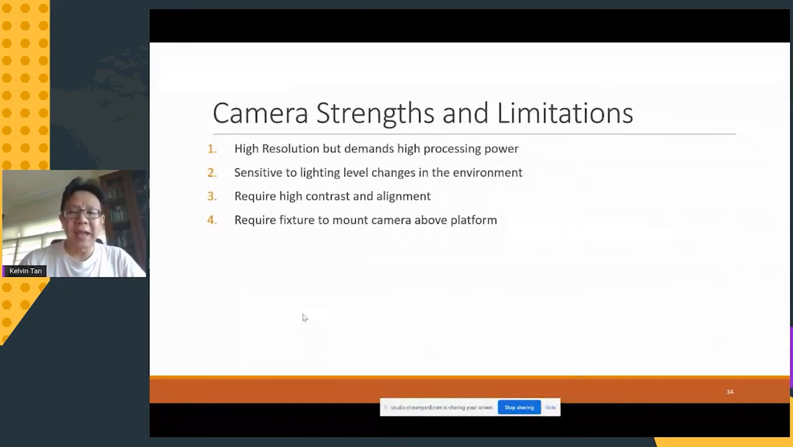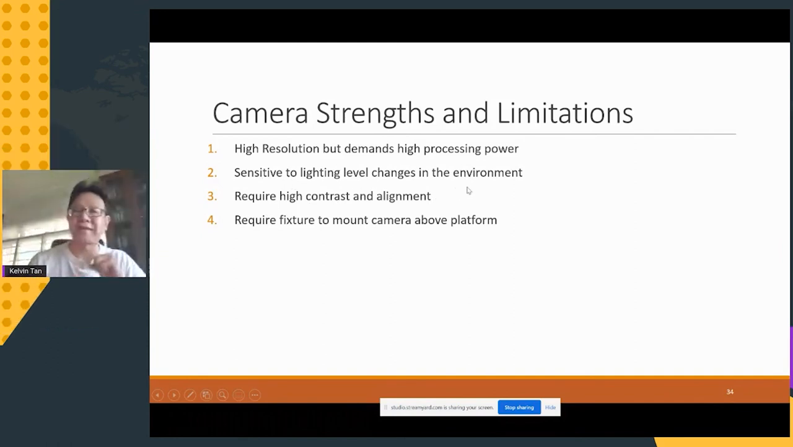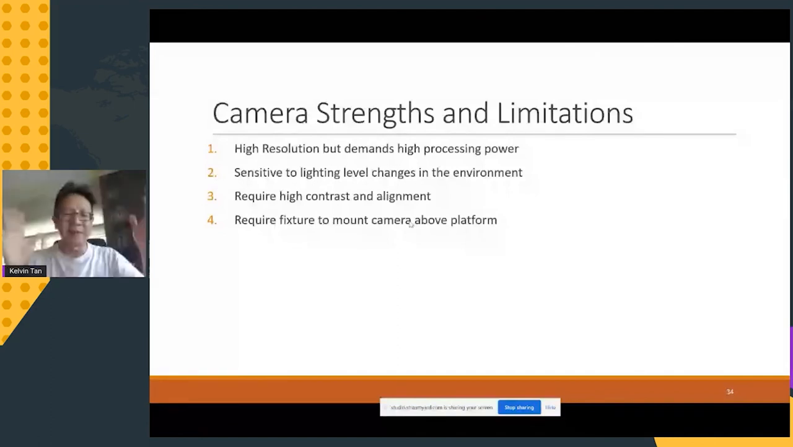Then why not use a camera? A camera is very high resolution and very commonly used nowadays. But a camera requires more processing power. Second, it's sensitive to lighting and requires high contrast, and alignment. If the platform is tilting, then the camera also has to be tangent to the platform, so the whole assembly has to move.